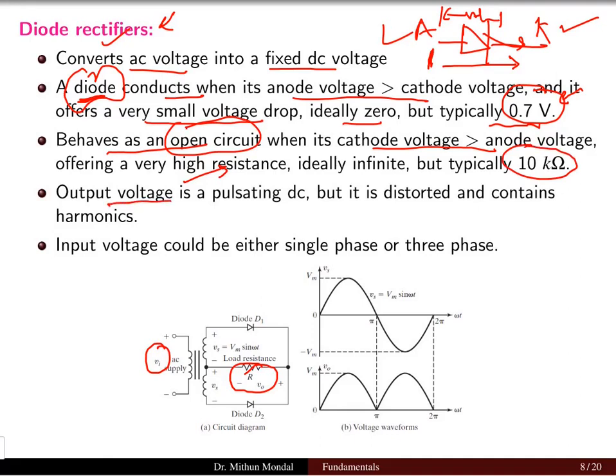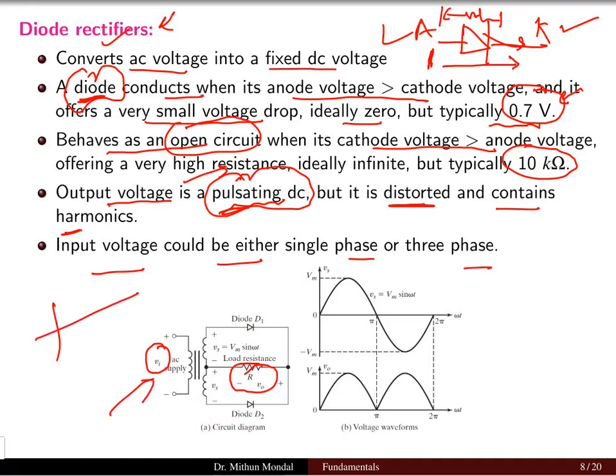The output voltage is basically a pulsating DC. Whatever DC you are getting at the output is not a refined DC supply, but rather a pulsating DC supply, which is distorted and contains several harmonics. Now the input voltage could be either single phase or 3 phase. Whatever input voltage we are giving, it can be single phase or 3 phase supply, and the output that we are getting is DC. So the input AC supply is converted to output DC supply, which is known as rectification, and the diode is the most important device for operating these rectifiers.